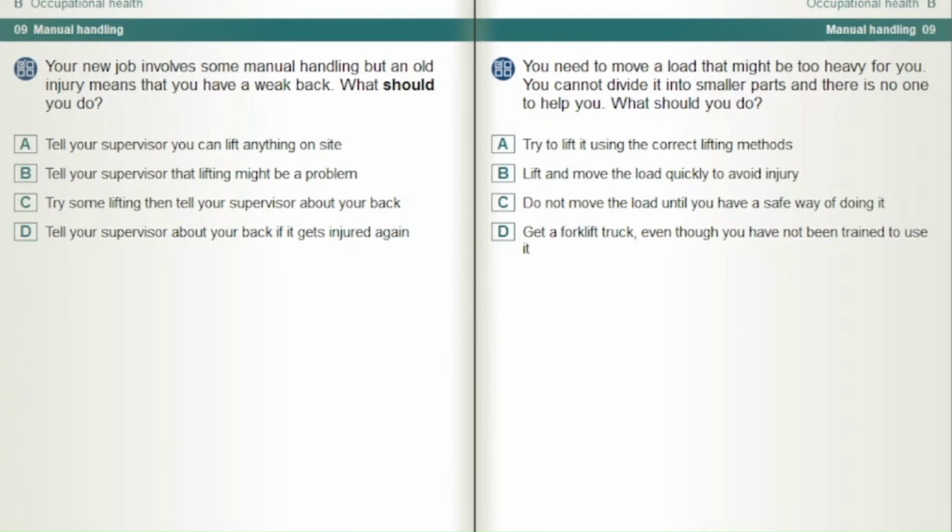You need to move a load that might be too heavy for you. You cannot divide it into smaller parts and there is no one to help you. What should you do? Try to lift it using the correct lifting methods. Lift and move the load quickly to avoid injury. Do not move the load until you have a safe way of doing it. Get a forklift truck, even though you have not been trained to use it.